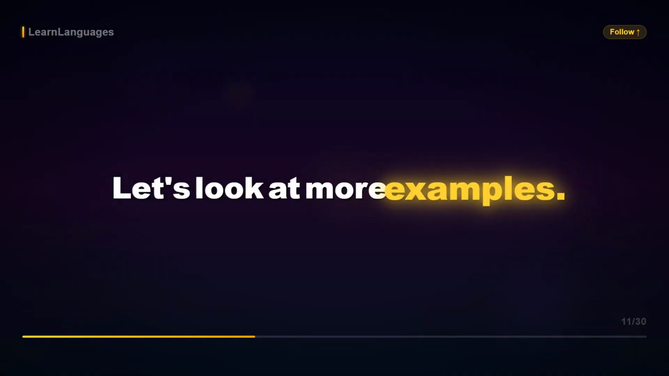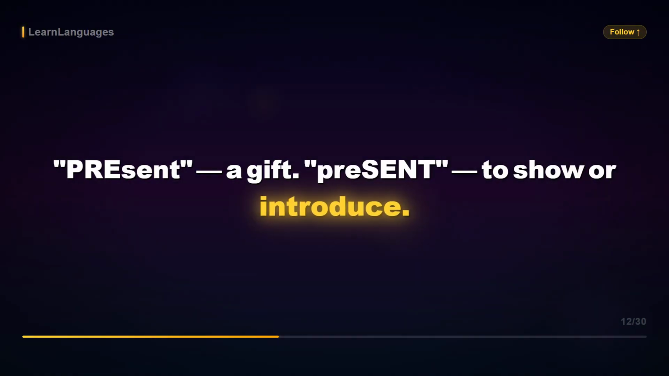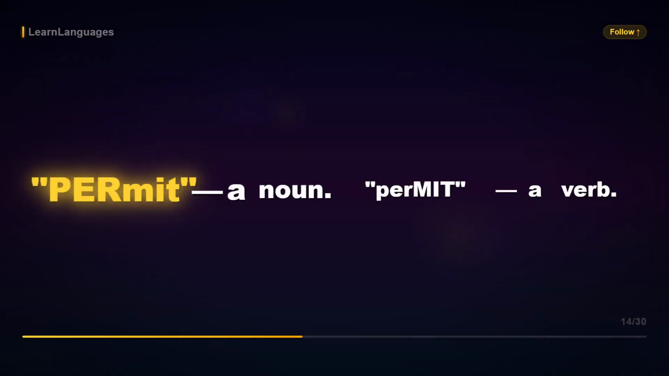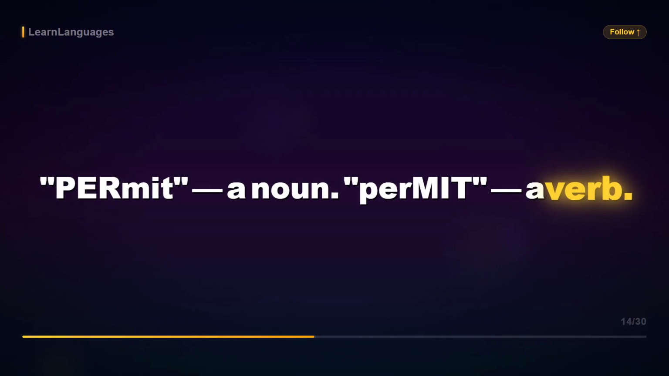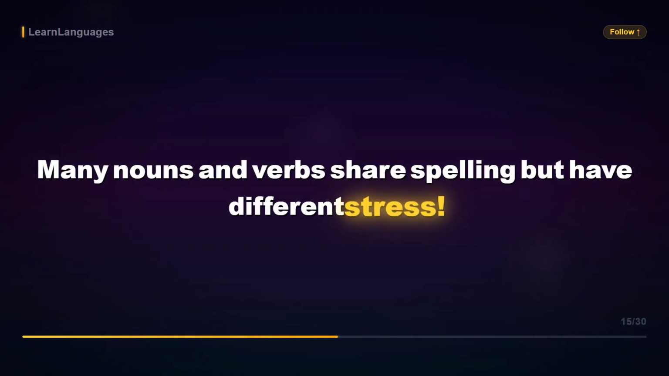Let's look at more examples. Present, a gift. Present, to show or introduce. Record, a noun. Record, a verb. Permit, a noun. Permit, a verb. Many nouns and verbs share spelling but have different stress.